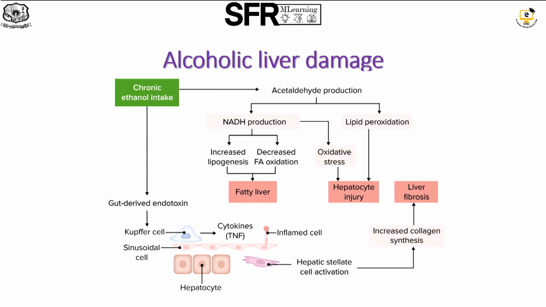During lipid peroxidation, the oxidative stress increases and causes hepatocyte injury, and as the fat content in the liver increases, fatty liver develops. Alcohol intake also causes gut-derived endotoxin, which stimulates the hepatic cells. The hepatic stellate cells are activated and produce collagen, which causes liver fibrosis. This is how fibrosis of the liver happens. Once the fibrosis is chronic, it leads to liver cirrhosis. This is how the fatty and fibrotic condition of the liver happens because of alcoholism.